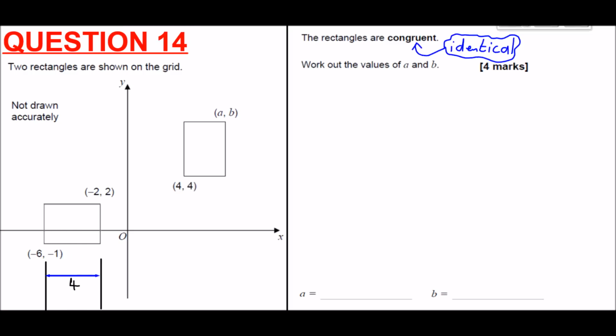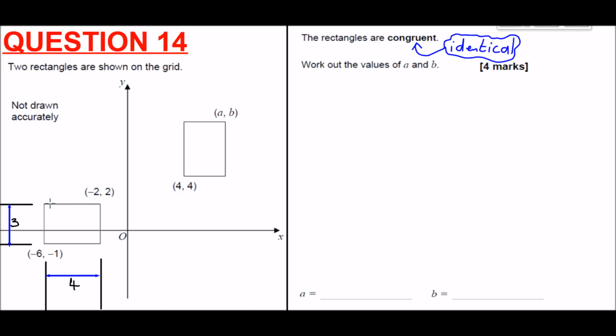And in the same way, looking at the y values down here, y is -1, and at the top of the rectangle, y increases to 2. So between these 2 points, y's gone from -1 all the way up to 2. -1 to 2 is an increase of 3. 1, 2, 3. And so that must mean that the rectangle is also 3 wide.